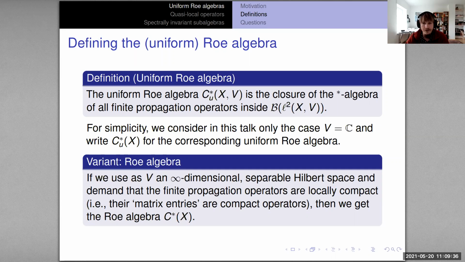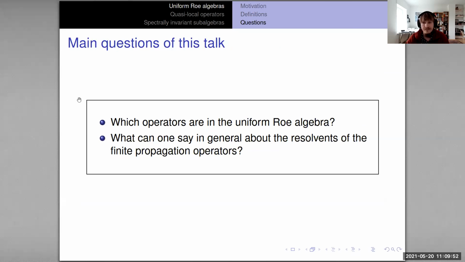And the question is, can you somehow read off from the entries if such a matrix is in the Roe algebra or not? So that's in general an extremely hard problem. So if your matrix is not band diagonal, then to figure out if it's actually in the uniform Roe algebra or not, that's a very hard problem. So yeah, that's the first question. What kind of operators do we get by forming the closure?